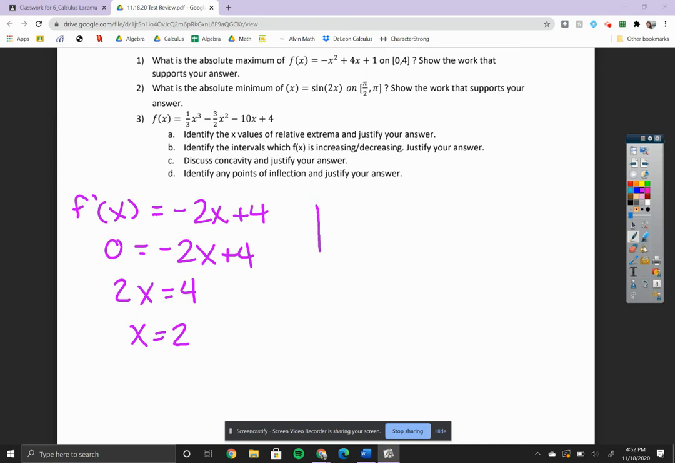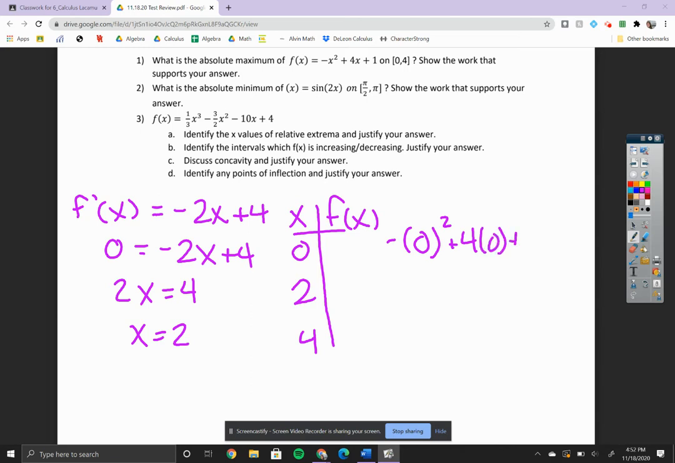But when we make the chart, we're going to also have to include the endpoints. So I have x and f of x. My two endpoints are 0 and 4. And then I have my critical number, which is 2. So I'm going to plug in each of these to the original, not the derivative. So it'd be negative 0 squared plus 4 times 0 plus 1, which means our y value here is a 1.